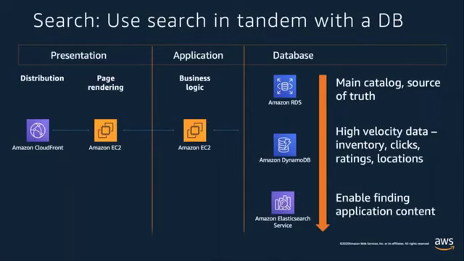We have a distribution layer and a page rendering layer, then an application layer with business logic, and then our database layer. And within the database layer, I'm imagining in this case that your main catalog, your source of truth, is going to be an RDS kind of instance, whether it's Postgres or SQL or any of the others. That's going to contain your catalog data. And then you may have also DynamoDB that's going to contain higher velocity data, things like user ratings or clicks or likes, things like that.